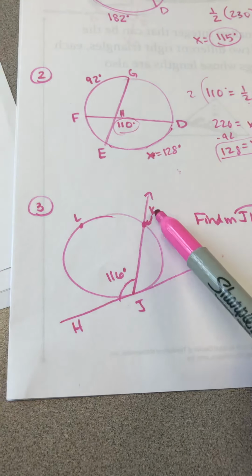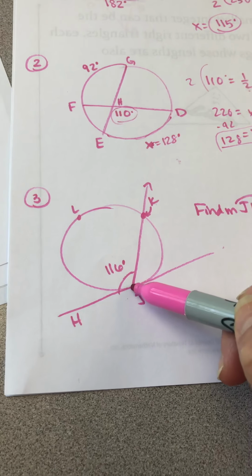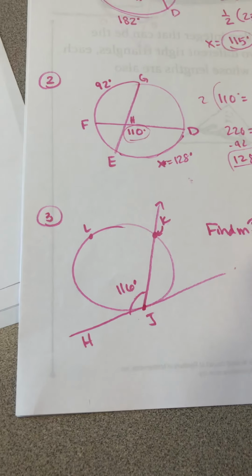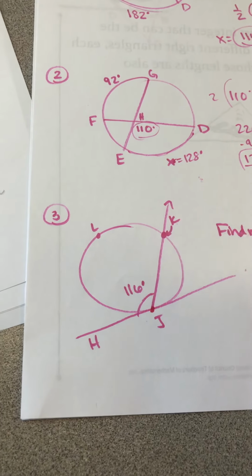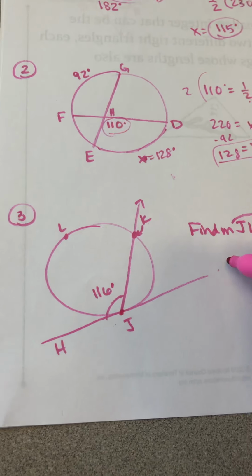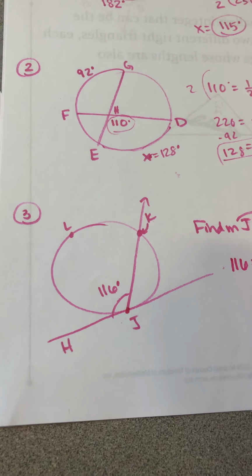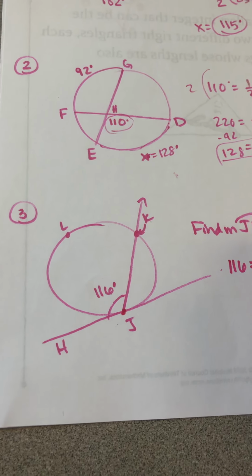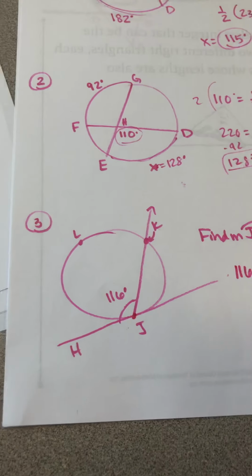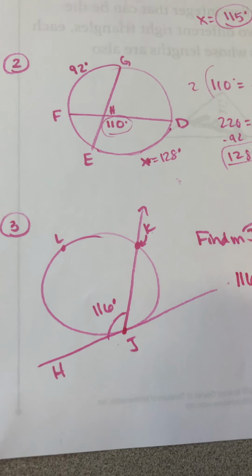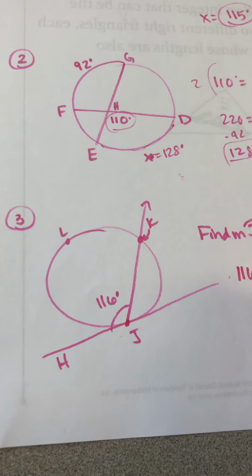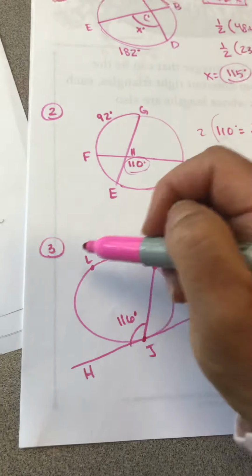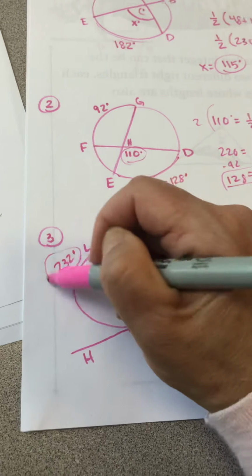So we have this angle HJK, and notice this point of tangency is also where two secants meet. If we have to find the measure of arc JLK, I know here that 116 is 1/2 the arc length of JLK. So if I double that, I will get that the measure of arc JLK is going to be 232. So we've got 232 degrees right here.